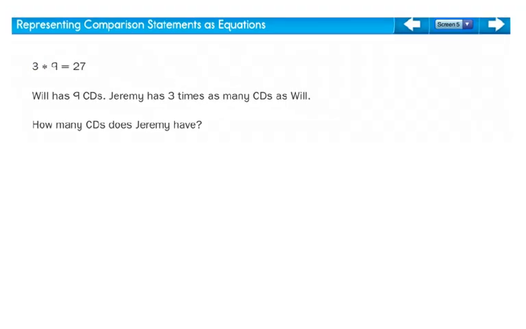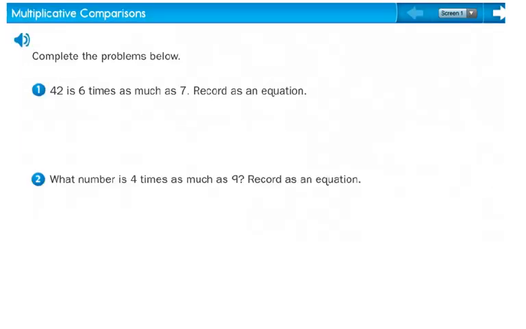Here's another one. Will has 9 CDs. Jeremy has 3 times as many CDs as Will. How many CDs does Jeremy have? Again, here they gave you the equation. 3 times as many as Will. 3 times 9 would be 27. Jeremy would have 27 CDs.